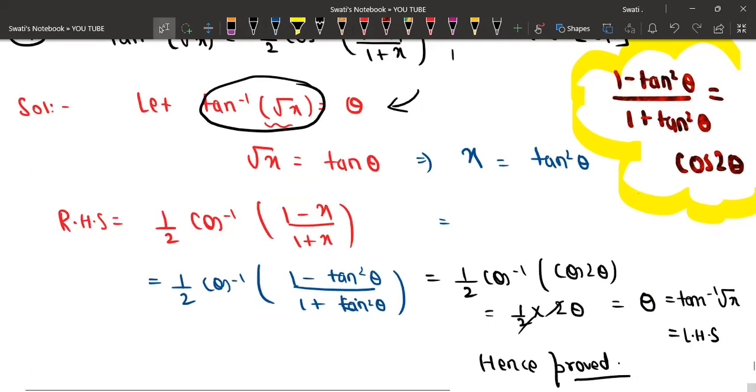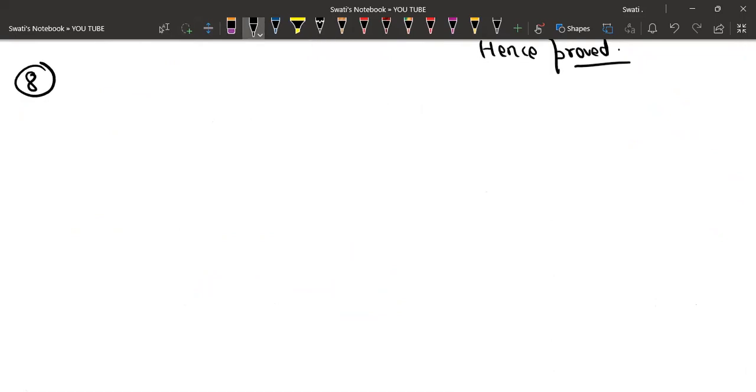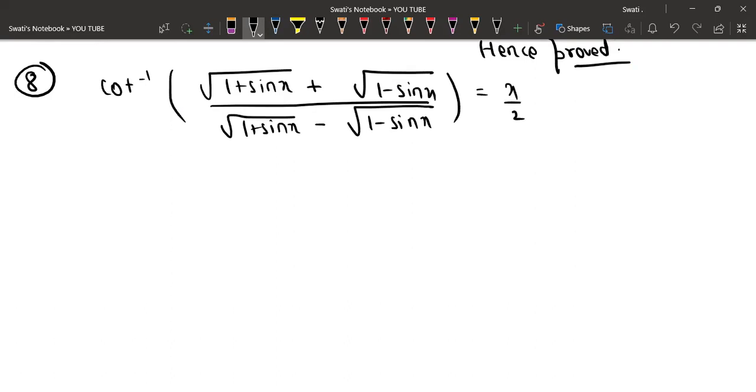All right, so now we are done with the 7th question. We can go to the 8th question now. So in the 8th question, we need to prove once again. So it is cot inverse, inside bracket, I have root over 1 plus sin x plus root over 1 minus sin x, and then upon, we have root over 1 plus sin x again, and then minus root over 1 minus sin x. So we need to prove that this is equal to x by 2, where the range of x is given from 0 to pi by 4.